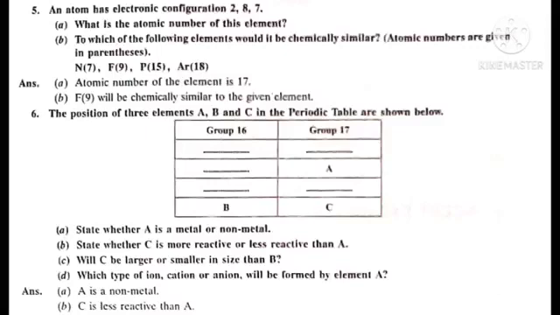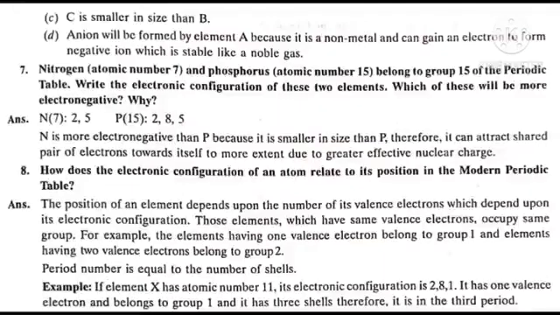Answer A. A is a non-metal. B. C is less reactive than A. C. C is smaller in size than B. D. Anion will be formed by element A because it is a non-metal and can gain an electron to form negative ion which is stable like a noble gas.